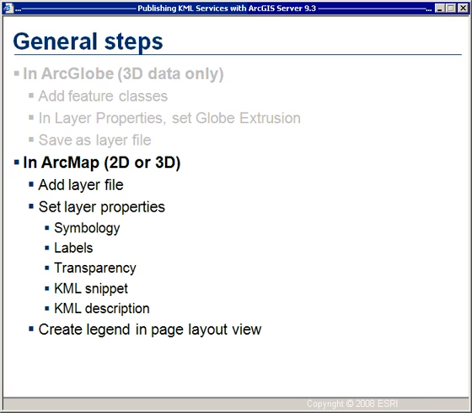You then set the properties, so symbologies, labels. You can actually set a transparency, or the KML snippet or description. And we'll talk about these two KML features in the upcoming slides where we have some more detail on them. And then once you're done, you create a legend in the page layout view if you want to. Actually, a lot of these layer properties are optional. They'll make the service that you're creating a little bit nicer looking or a little bit more attractive or more professional, but it's up to you which ones you actually want to implement.